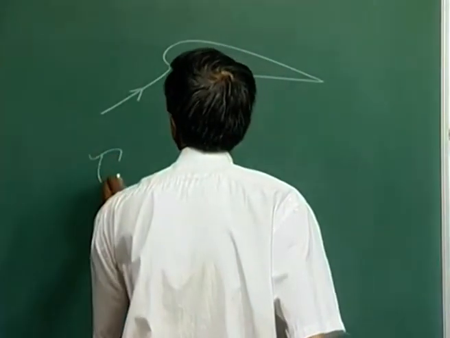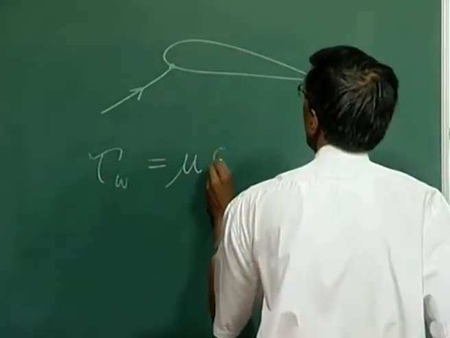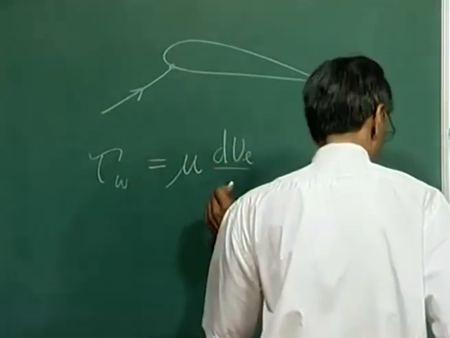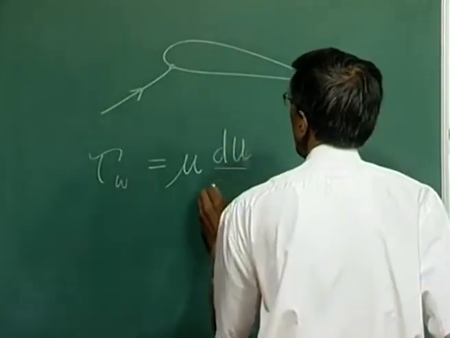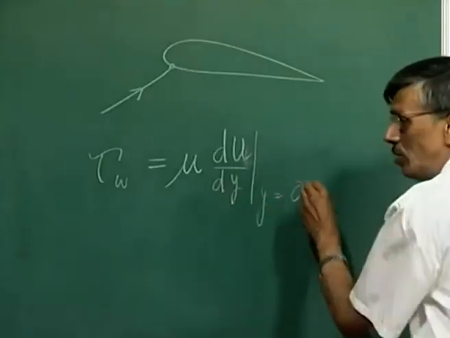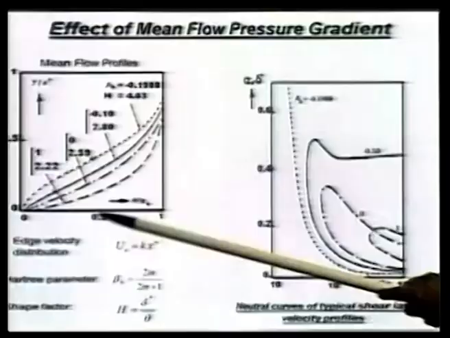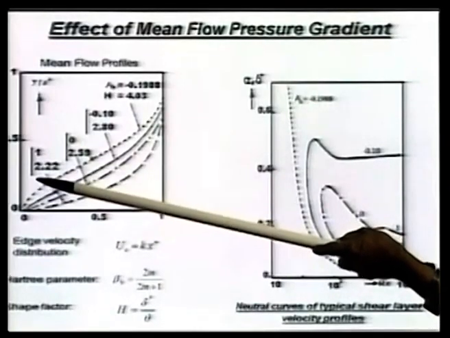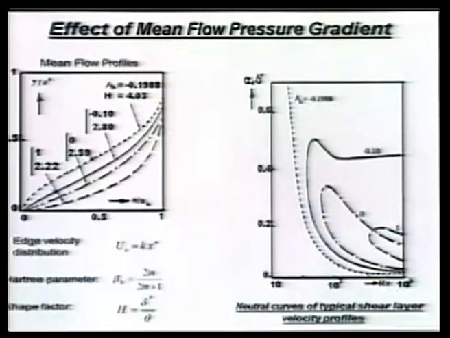That is given by tau w, that we will write as mu d u e, well, d u dy at y equal to 0, and that is what you are seeing in the last curve. This goes off tangentially up. So, this is a profile for incipient separation.